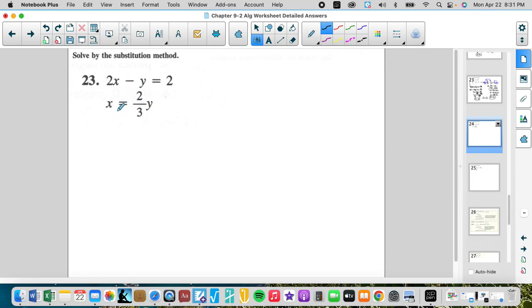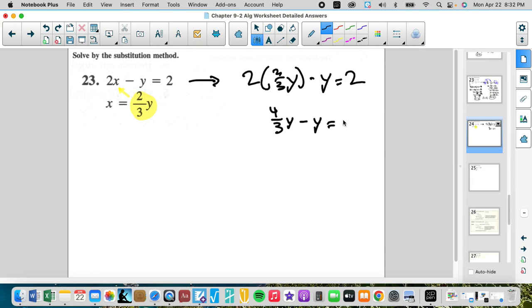Let's keep it. This is already isolated, so we will take this value for x and plug it into the x part in the equation above. So if we plug it in, we get 2/3 y minus y equals 2. We're not afraid. Those 2's do not cancel. That 2 is in the numerator, 3 is in the denominator, doesn't cancel. So we get 4/3 y minus y equals 2.